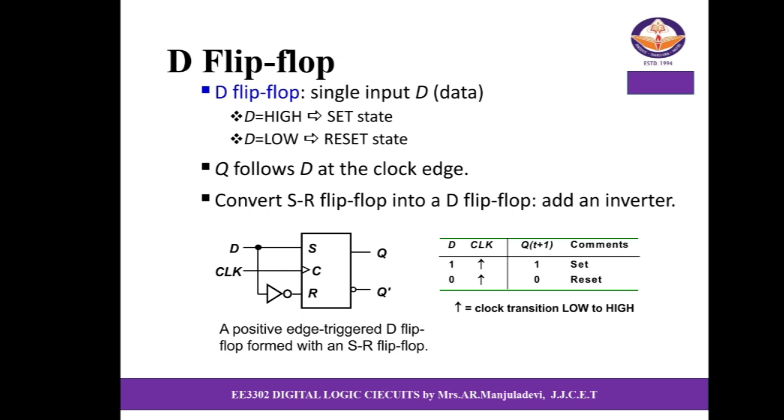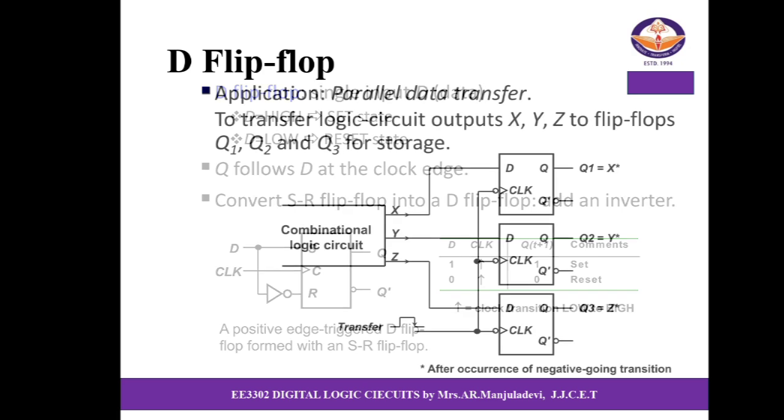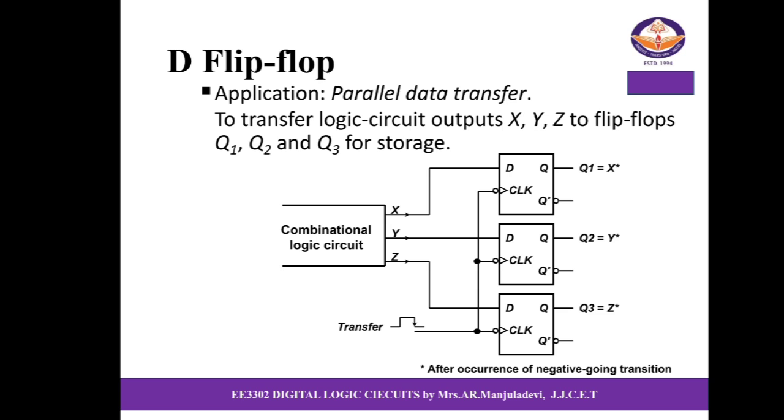Now we are going to see about D flip-flops. A D flip-flop contains only a single input D, that means data. When D is high, it is in the set state. When D is low, it is in the reset state. The output Q follows the input D at the clock edge. If you want to convert an SR flip-flop into a D flip-flop, you should add an inverter. The application of the D flip-flop is parallel data transfer. These are the logic diagram of parallel data transfer.